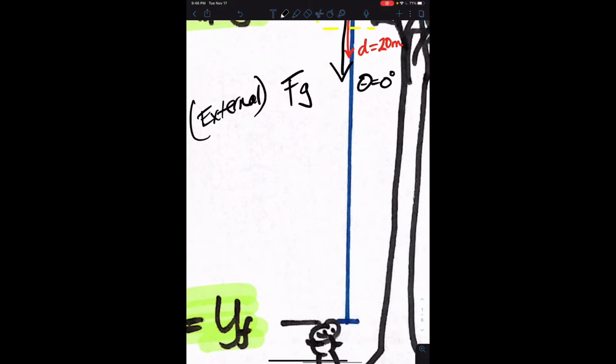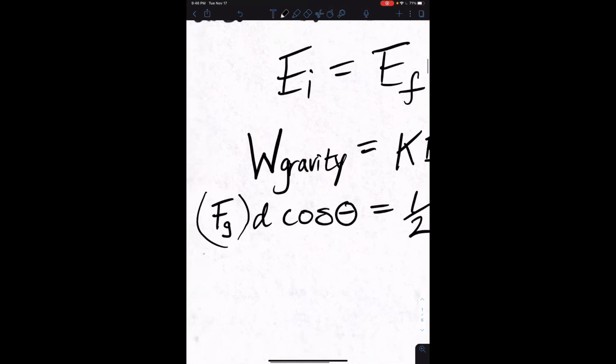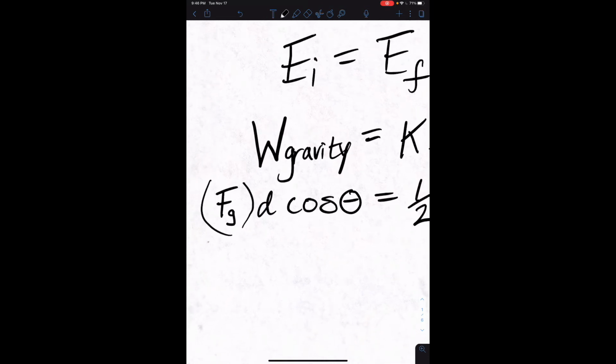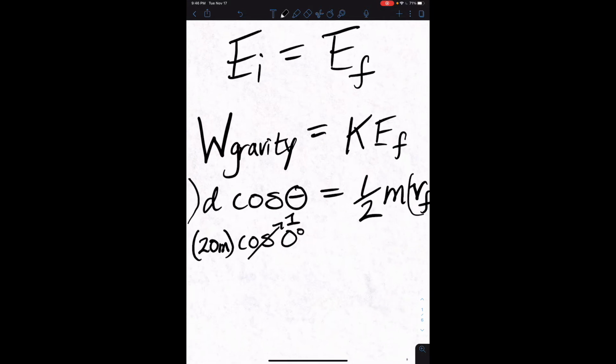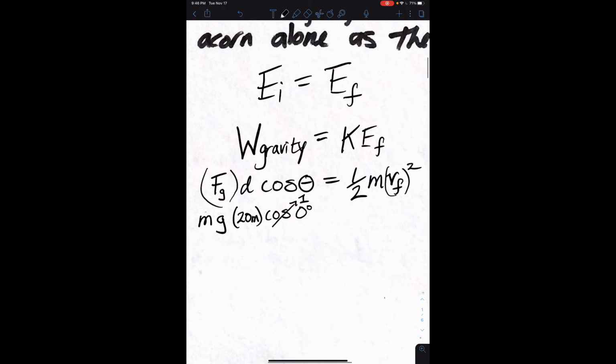All right, so we'll come back down here, plug that in the equation. So we're saying F_g is mg, d is equal to, we just said 20 meters, and we have the cosine of 0 degrees. Cosine of 0 is just 1. Just plug it in your calculator if you want to check. And we have that equal to 1/2 m v_f squared. And only the v_f gets squared.